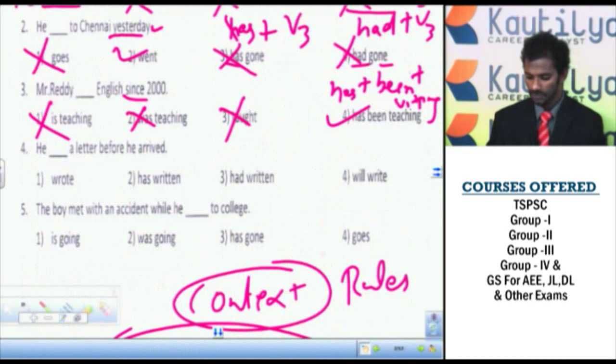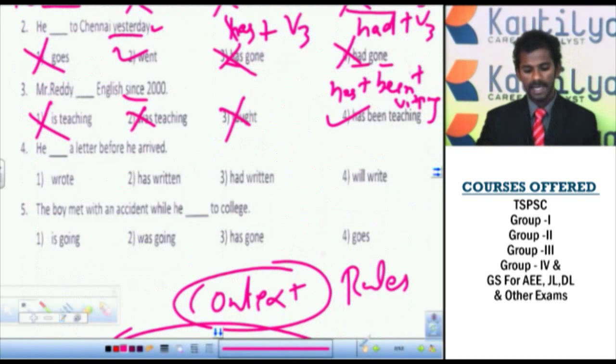Come to the fourth sentence. He dashed a letter before he arrived. This sentence ended in the past tense. He arrived. That means this sentence should start in the past tense as well. Tense consistency must be there. So based on that, I can eliminate the fourth option. Will write is in the future tense. Eliminated. Easily eliminated.